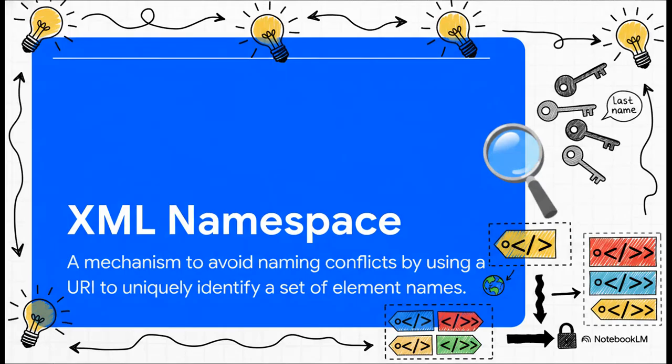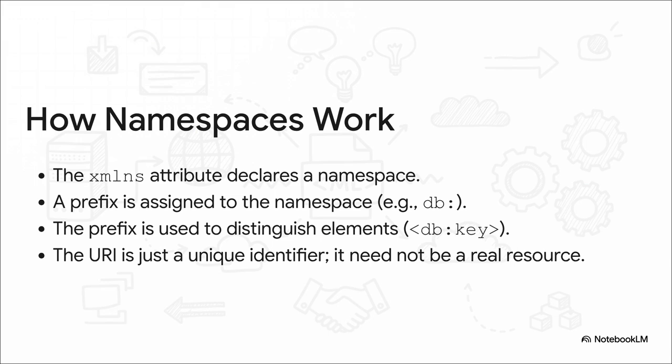And the solution is actually pretty elegant. It's called the XML namespace. So the crucial point here is that a namespace basically acts like a last name for your tags. It gives them a unique context, making sure everyone knows exactly which key you're talking about and preventing those dangerous collisions. The way this is implemented is surprisingly simple.